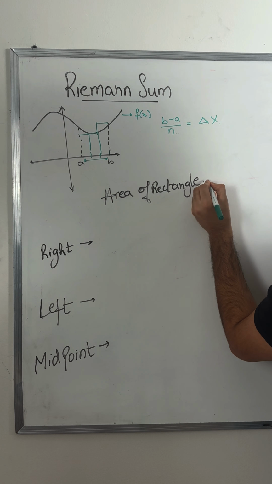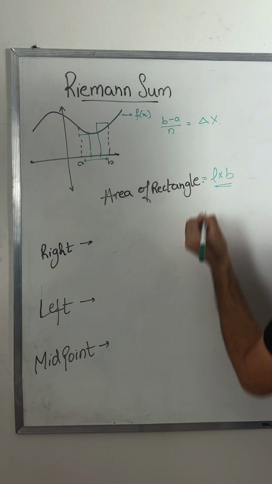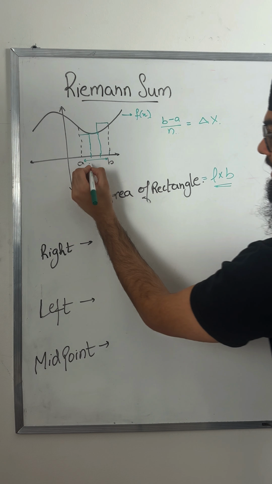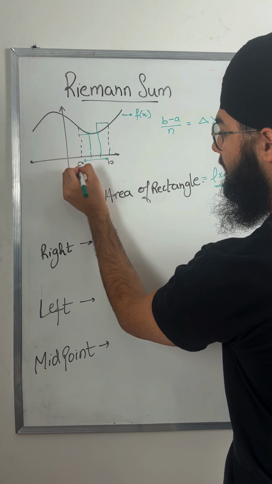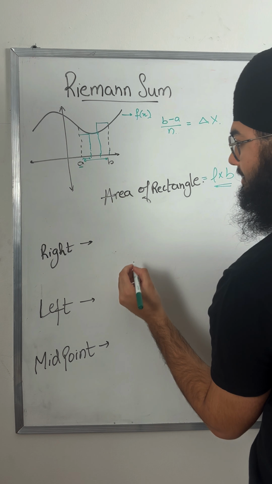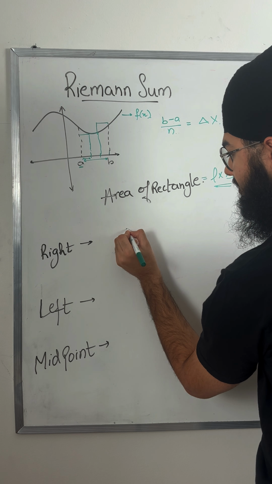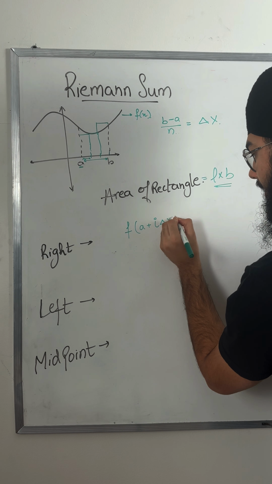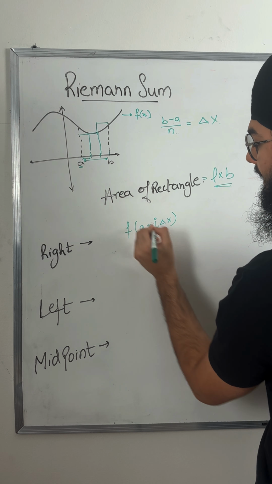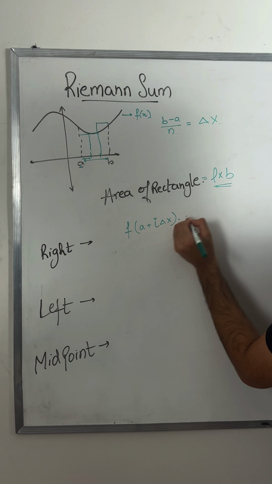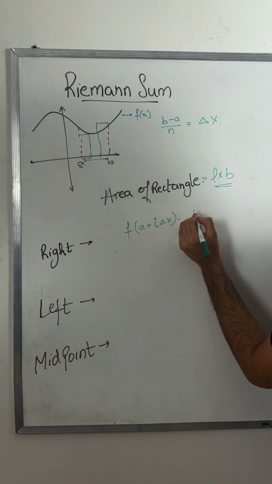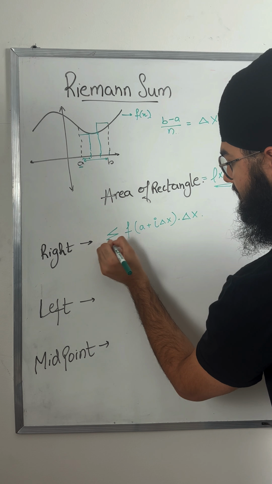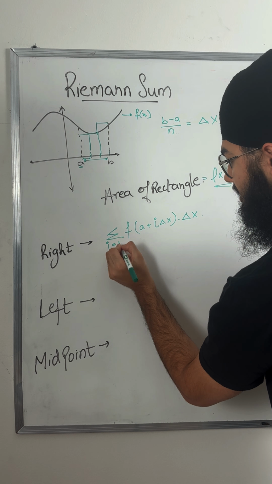So as we know, the area of a rectangle is given by length times breadth. So for the right Riemann sum, I'm going to find the right length of that subinterval and multiply it by the width. So the length of the first rectangle will be given by f of a plus delta x, and for the second one, it'll be f of a plus 2 delta x. So I can generalize the formula and write it as f of a plus i delta x, where i goes from 1 till n. And I'll multiply this by my delta x, which is my breadth. And since I'm adding all of the areas of these rectangles, I'm going to add a summation sign where i goes from 1 to n.